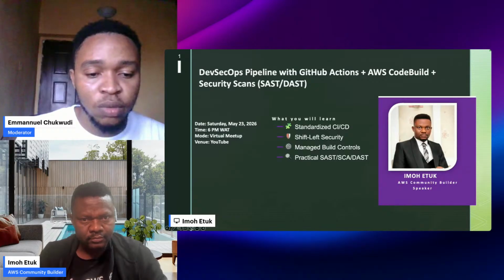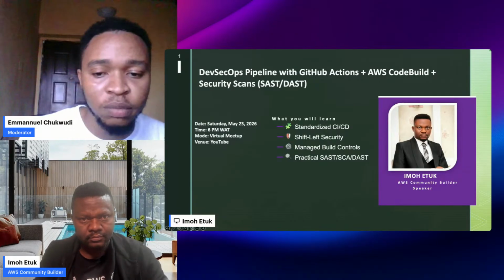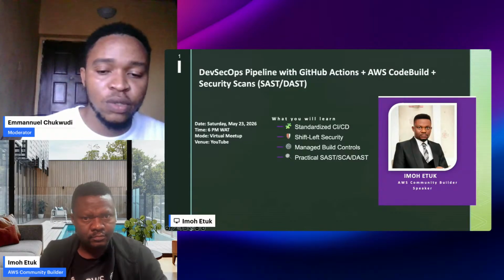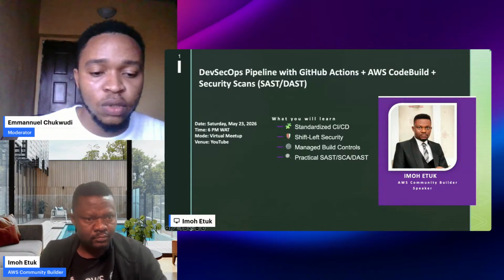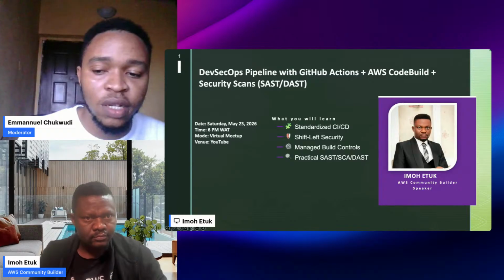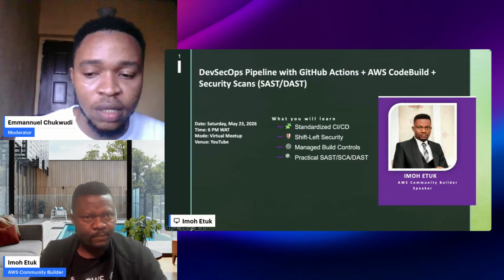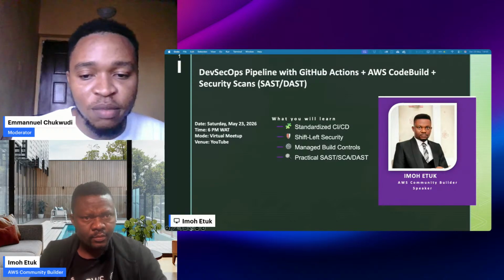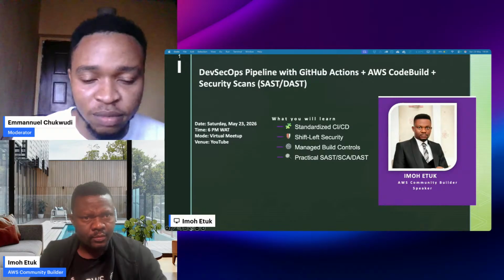In today's session, he'll be walking us through practical approaches in building our DevSecOps pipelines, using GitHub Actions, AWS CodeBuild, and automated security scanning tools such as SAST and DAST. So please join me as we welcome Mr. Imo Etuk. Sir, over to you.